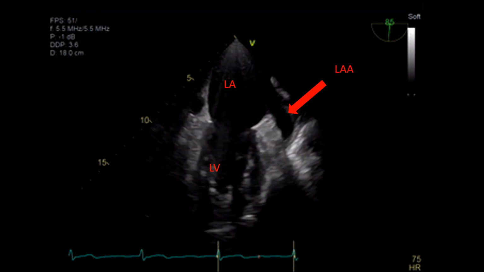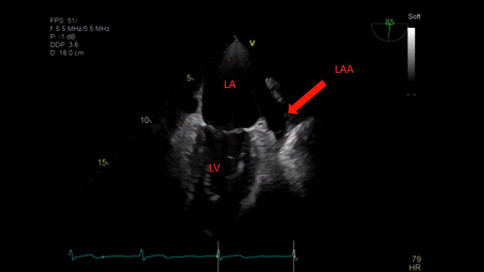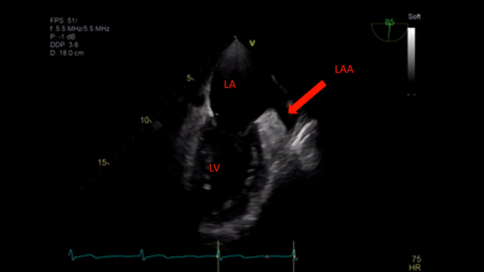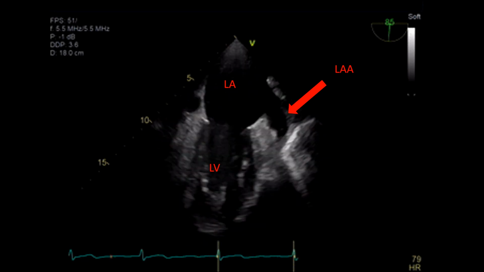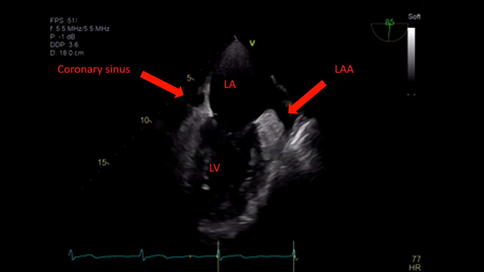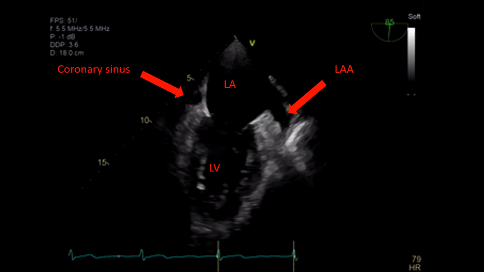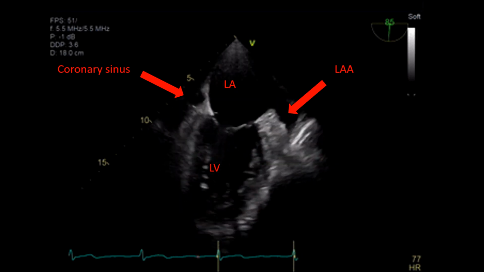Coming off the left atrium, we have that left atrial appendage. So here's where you're going to look for clots or thrombi if you're worried about cardioverting a patient who's been in long-standing AFib. And then we see this other structure on the posterior aspect of the heart, and that's going to be our coronary sinus. The coronary sinus is a posterior structure. It runs posterior to the left atrium.